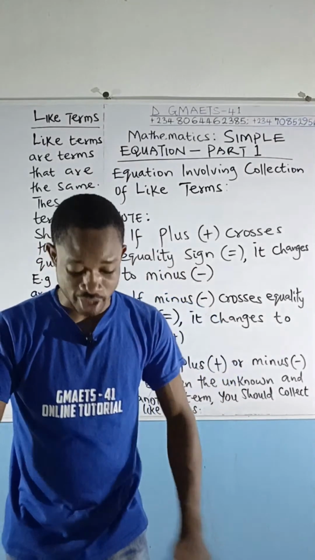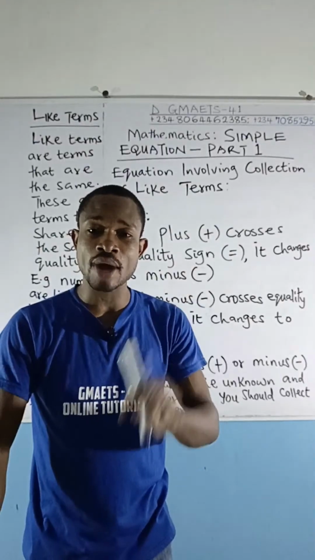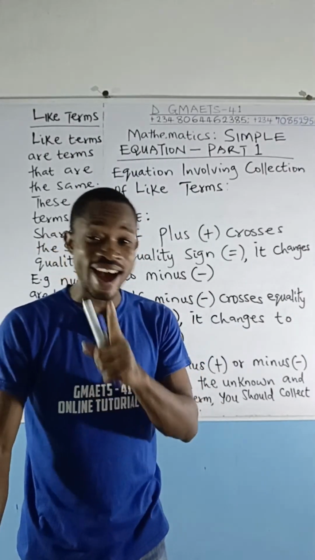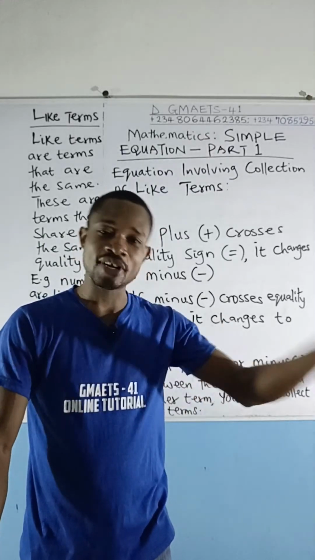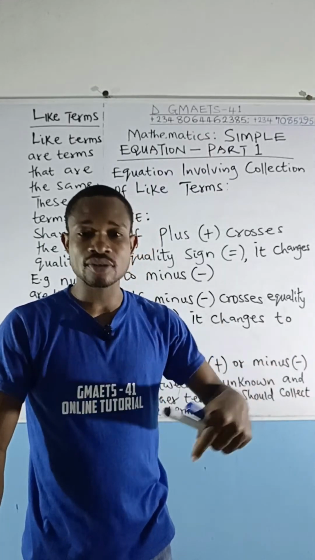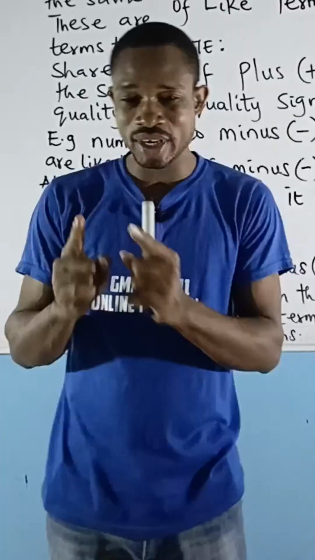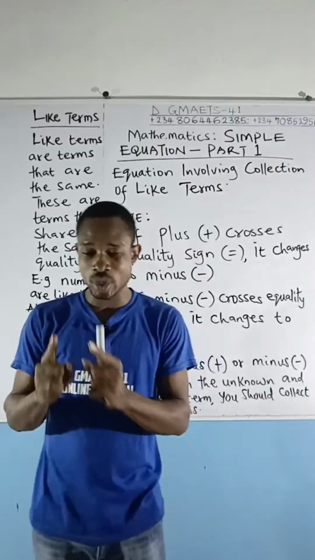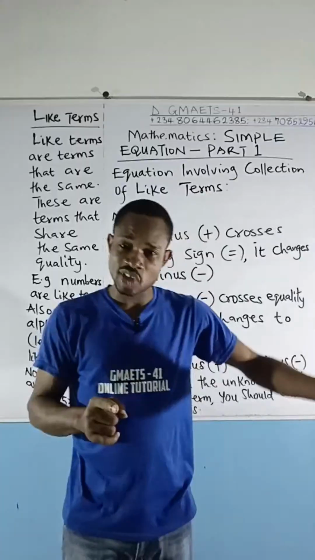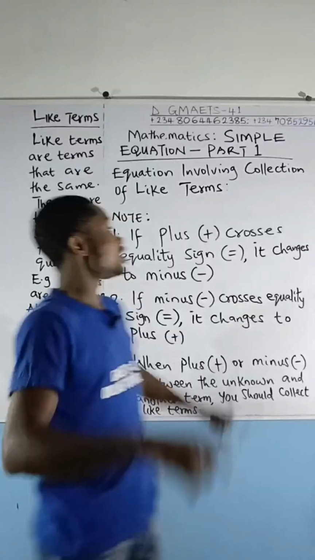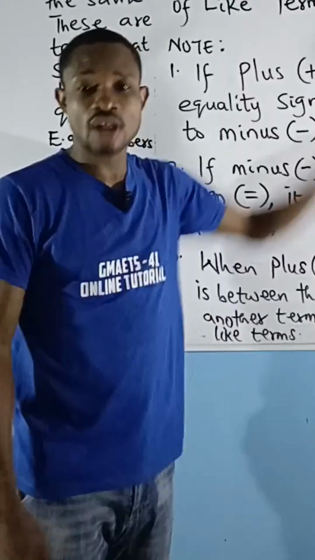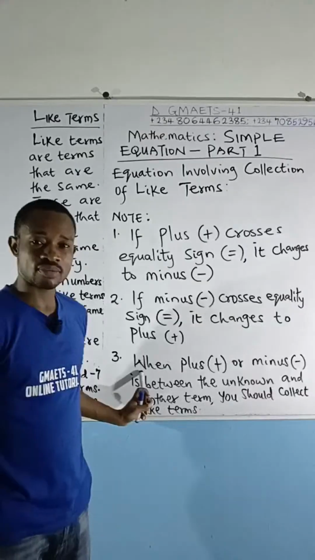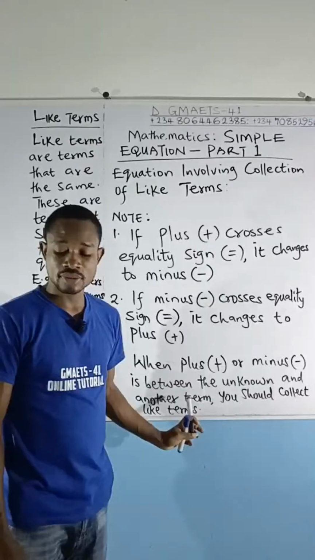You collect like terms when there is plus or minus between what you are looking for and another thing that is not its like term. Between it and another term, there is plus or minus. That is when you collect like terms. So you want to remember this point 3.